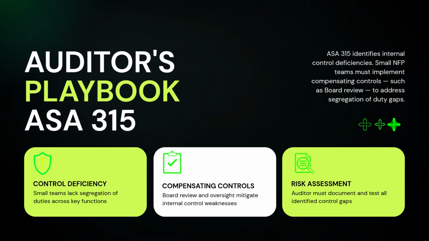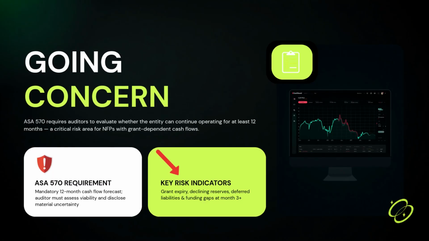ASA 315, identifying risk via internal controls. In smaller NFPs, a single finance manager might process payroll, pay suppliers, and reconcile the bank. That is a massive control deficiency. Auditors will look for compensating controls, like the board treasurer independently reviewing bank audit logs.